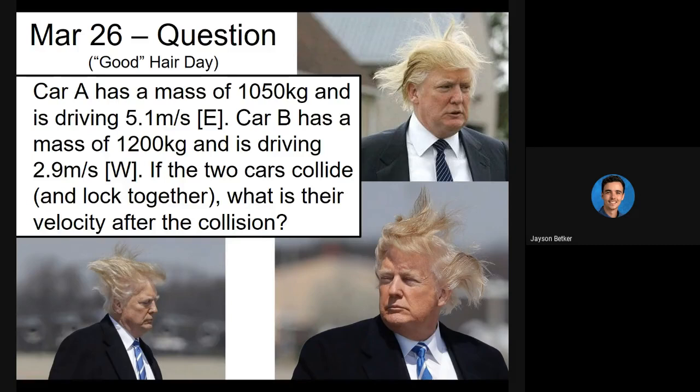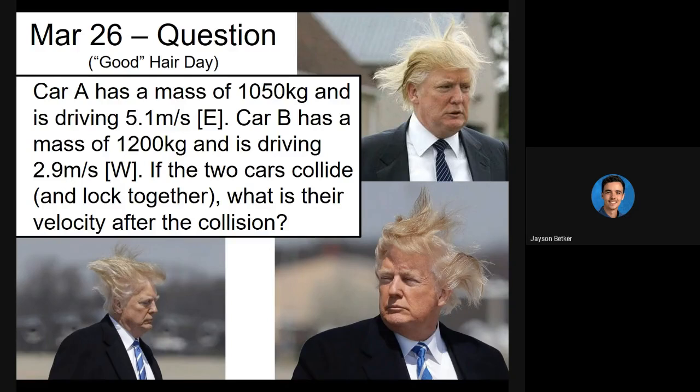This is a question based on what you were doing yesterday, so it's a problem of conservation of momentum in one dimension. When I say yesterday, I mean last lesson. Car A has a mass of 1,050 kilograms and is driving 5.1 meters per second east. Car B has a mass of 1,200 kilograms and is driving 2.9 meters per second west.